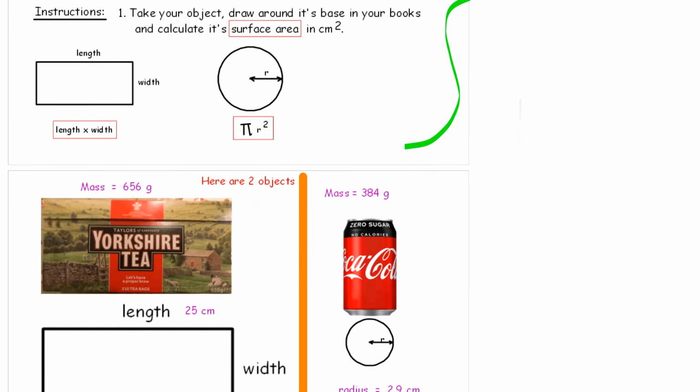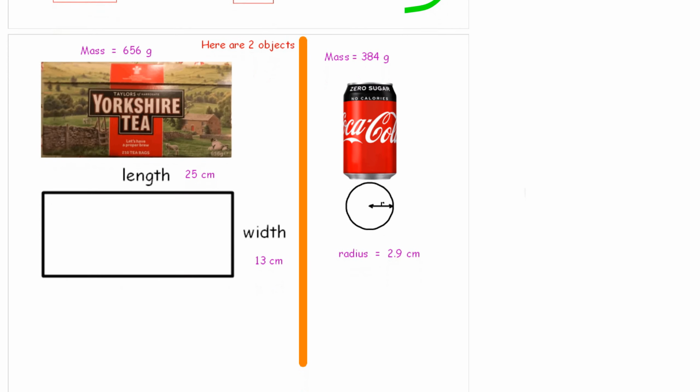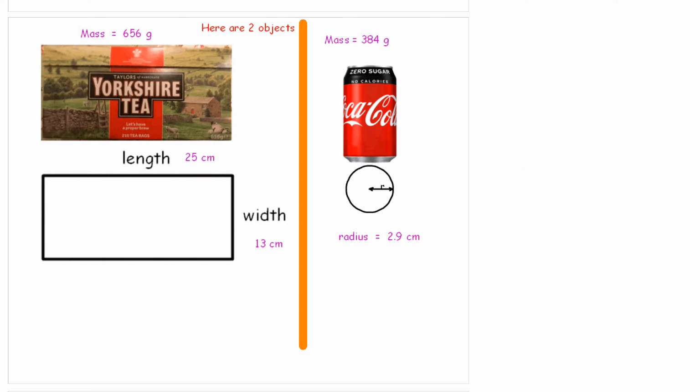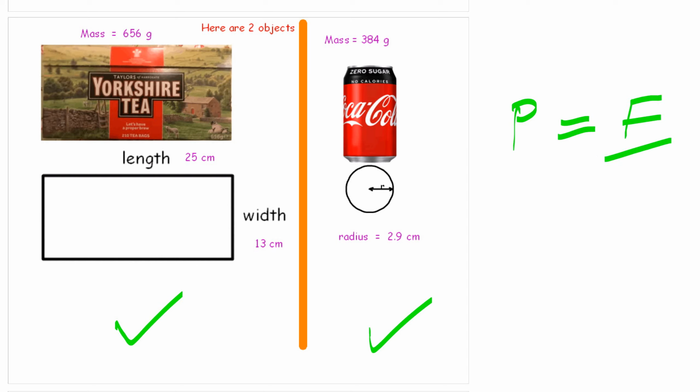The objects that we are going to work out their pressure are a bag of Yorkshire tea bags and a can of Coke. Now, in order to work out pressure, you need force divided by the area. To work out the weight force, you need their weight, and to work that out, you need their mass. More about that in a second.